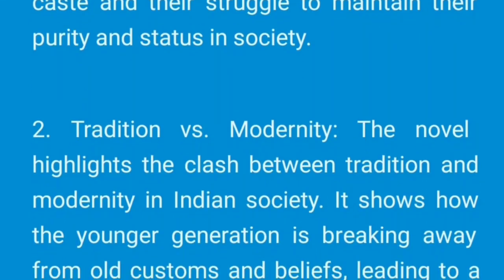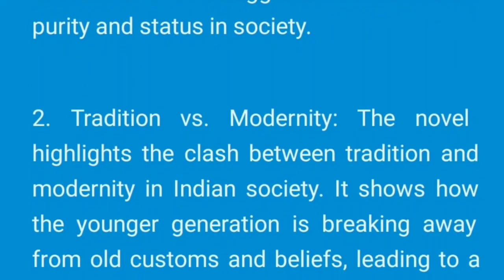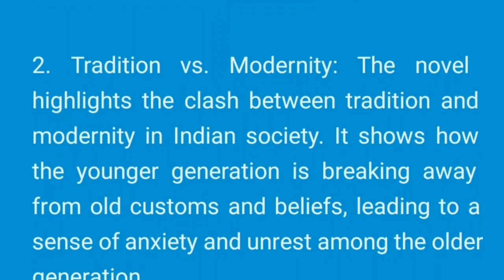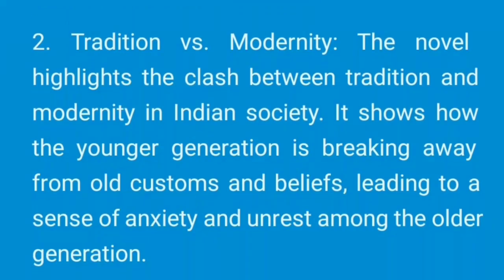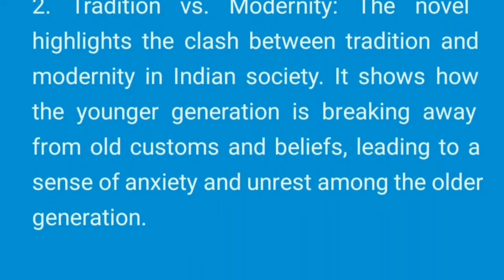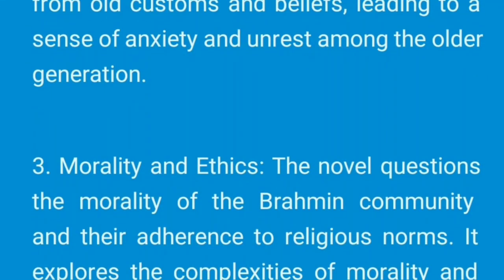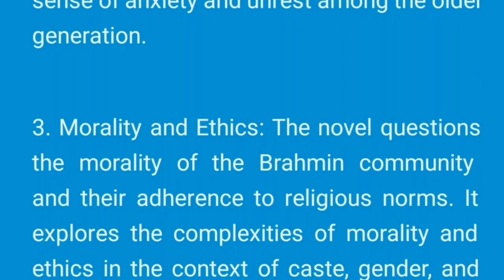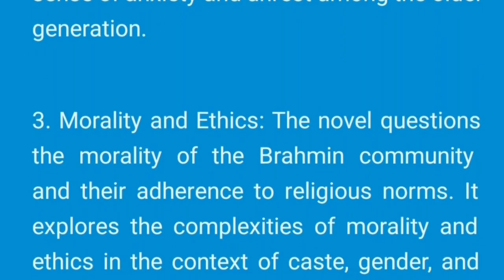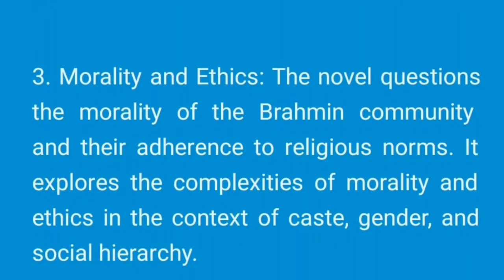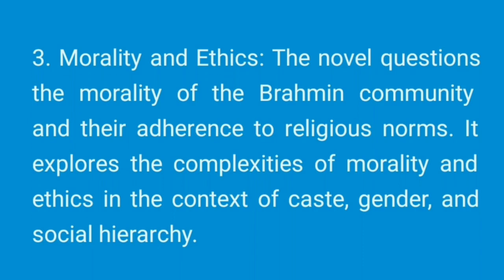The novel highlights the clash between tradition and modernity in Indian society. It shows how the younger generation is breaking away from old customs and beliefs, leading to a sense of anxiety and unrest among the older generation. Number 3, morality and ethics. The novel questions the morality of the Brahmin community and their adherence to religious norms. It explores the complexities of morality and ethics in the context of caste, gender and social hierarchy.